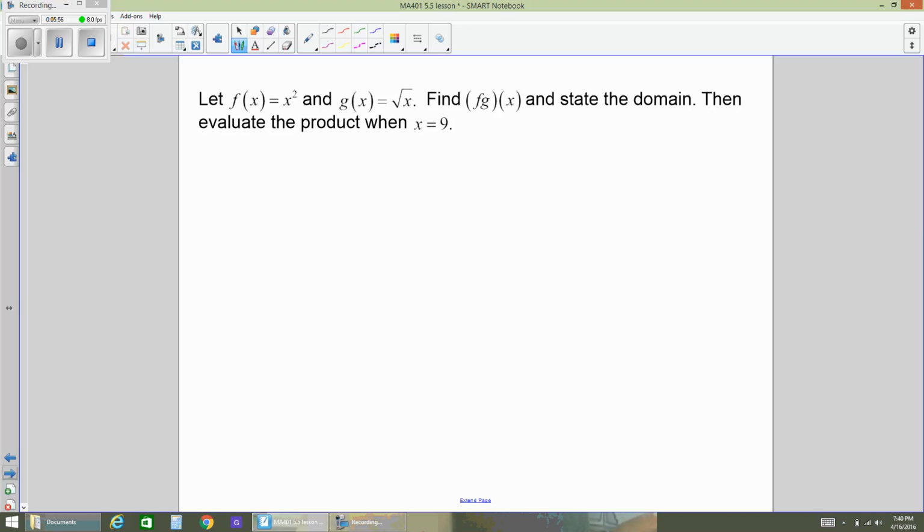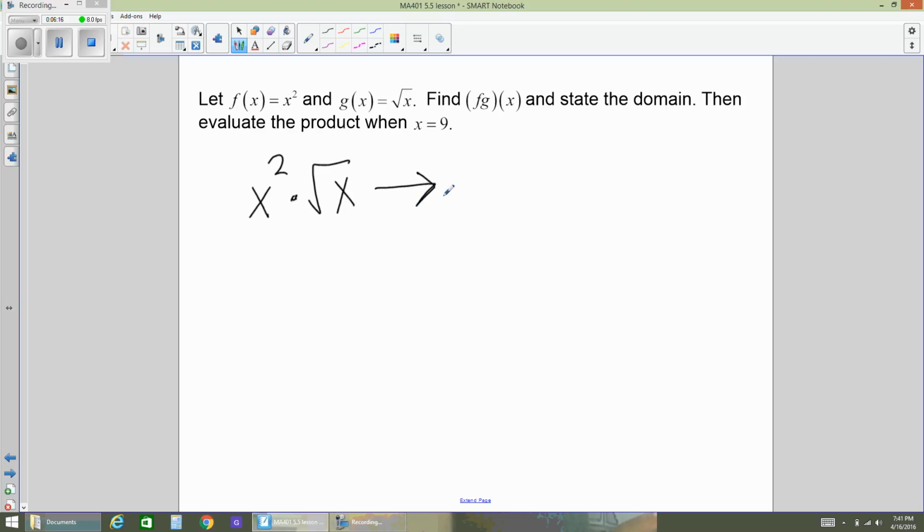It says let f be x squared and let g be the square root of x. Find the product f times g of x. State the domain, then evaluate. Okay, here we go. We're going to multiply. That is x squared times square root of x.